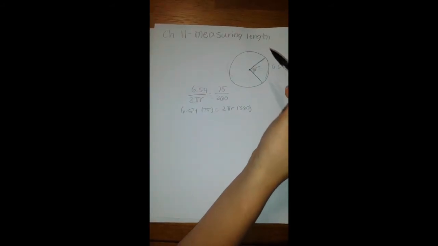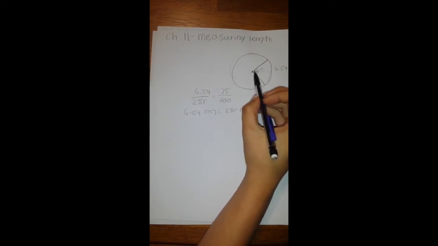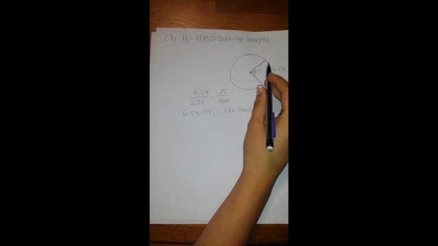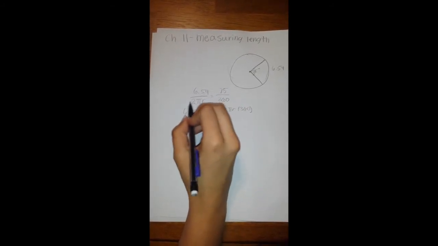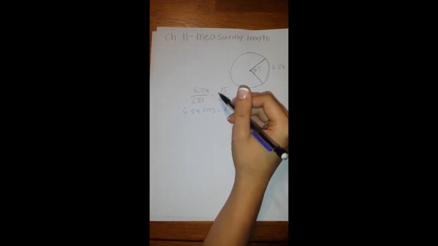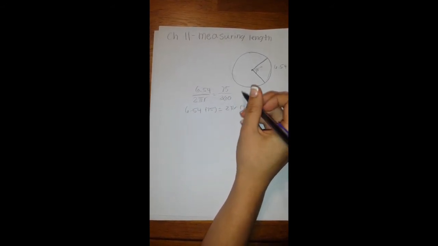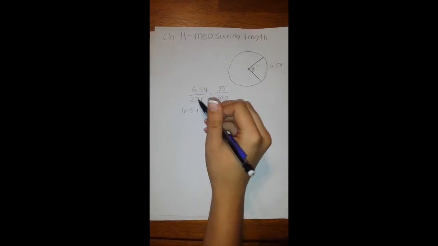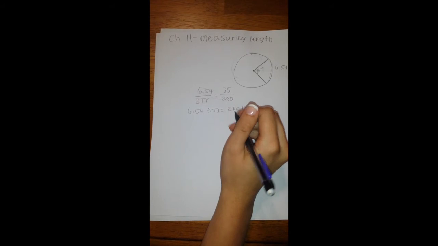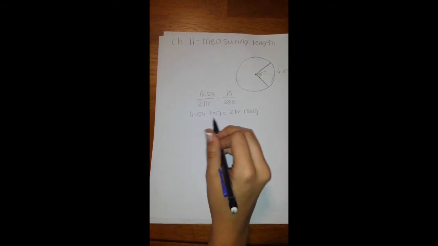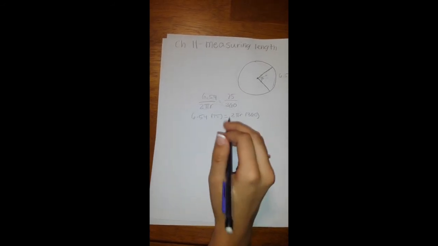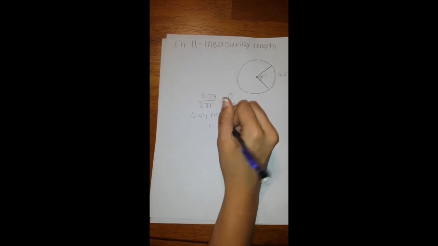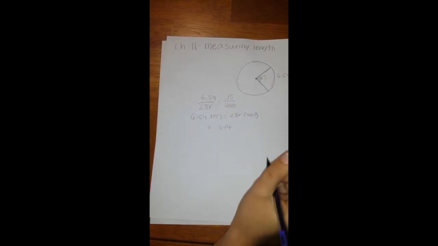We have chapter 11, measuring length. So we're going to try to find the radius with our angle measure and our arc length here. So we're going to put our arc length, which is 6.54, over 2 pi r for radius. And then we're going to put our angle measure, 75 over 360 for the whole complete circle. So after we cross multiply all of this, we get 6.54 times 75 equals 2 pi r times 360. And once we multiply all that out, the radius equals somewhere around 5 feet. So that's how you find the radius with your arc length.